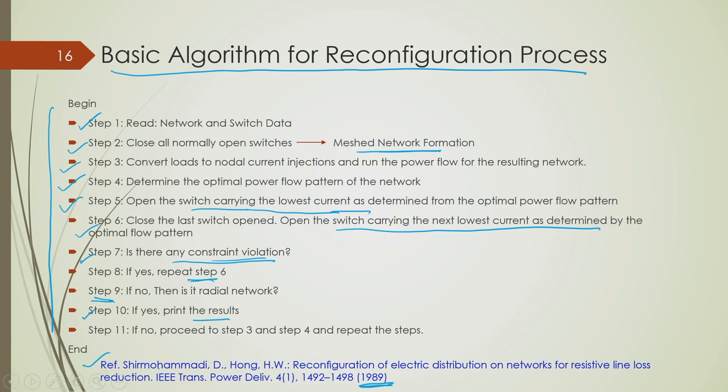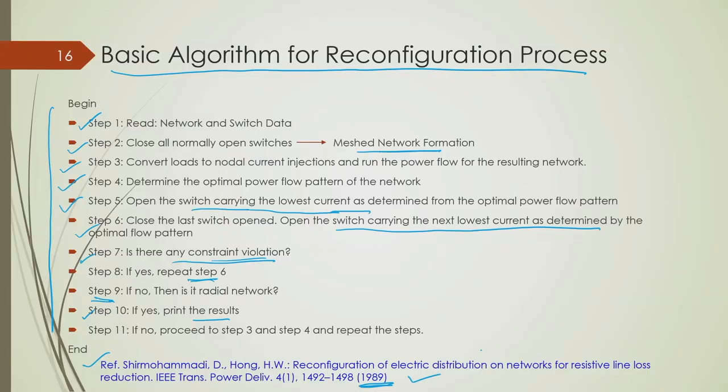So, the basic philosophy of this algorithm is that by closing all these tie switches, a radial network is quickly converted to a mesh network, and thereafter power flow is performed. After performing the power flow, the branch or line carrying the lowest current or lowest power flow is identified and kept open, and we repeat the process until the network becomes a radial network.